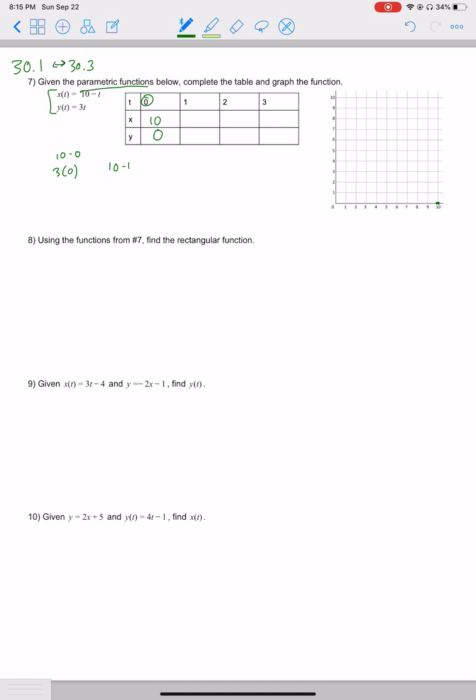Plug in 1, 10 minus 1 is 9. 3 times 1 is 3. So 9, 3. Do that again for 2, if t is equal to 2.